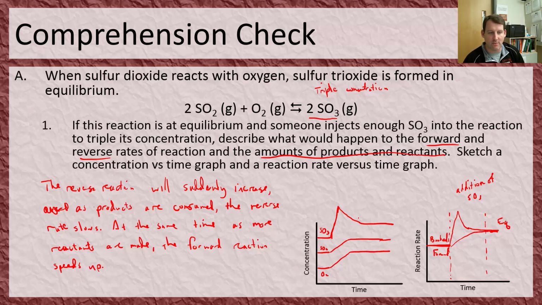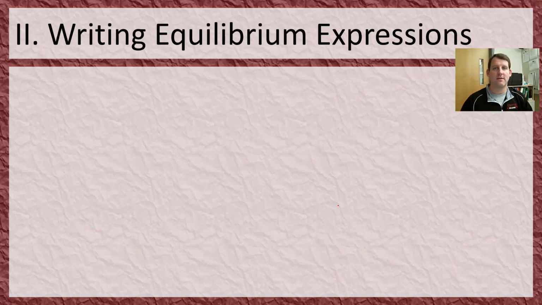So at this point, we've reestablished equilibrium, and our concentrations are constant. Notice the new equilibrium position has higher concentrations for everyone, because increasing the concentration of one is going to drive both of them to higher concentrations. All right, awesome. So that's the equilibrium stuff. Hopefully you can explain it in terms of rates as well as concentrations. Next thing we need to do is actually be able to write an equilibrium expression.